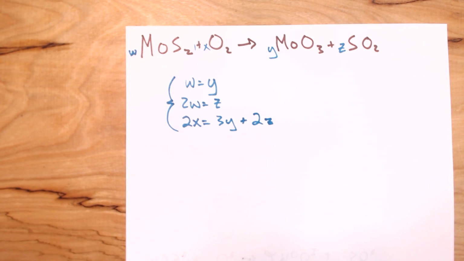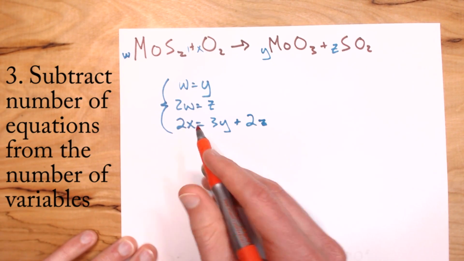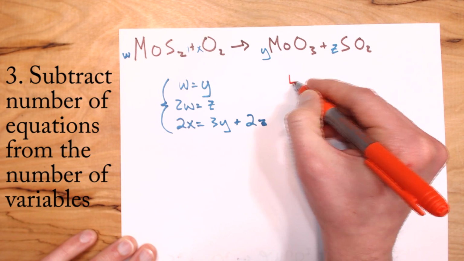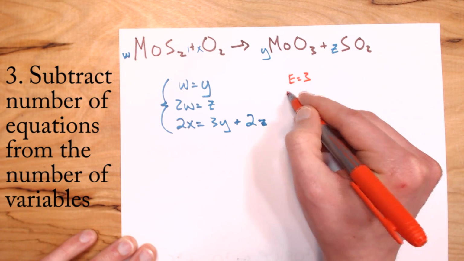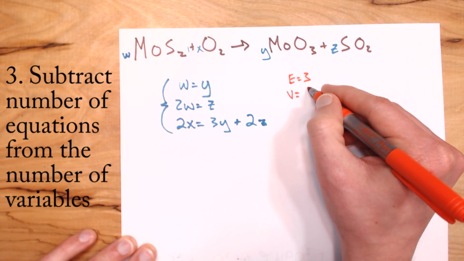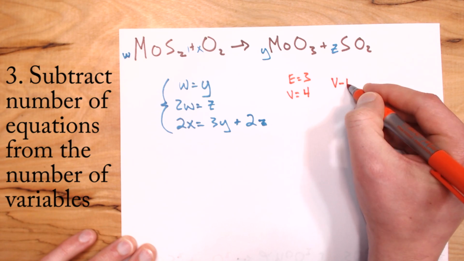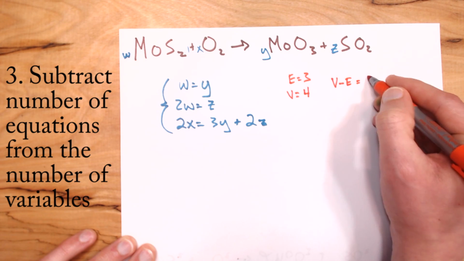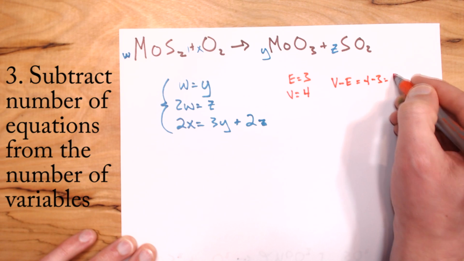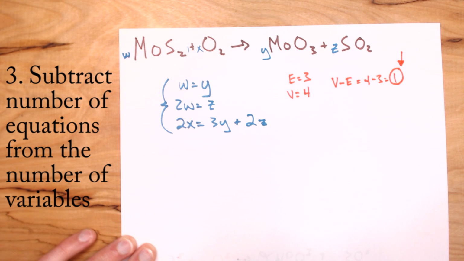So that's step 2. Step 3 is going to be figuring out, one, how many equations do we have? We have 3. The next question is how many variables do we have? So we count 1, 2, 3, 4. We have 4 variables. And now I want you to take the number of variables, subtract the number of equations. So we have 4 minus 3 equals 1. And this is always, always, always the number of variables you get to pick yourself.